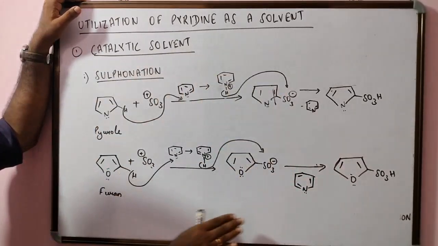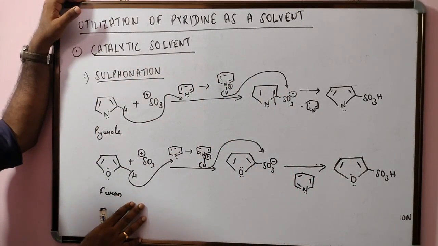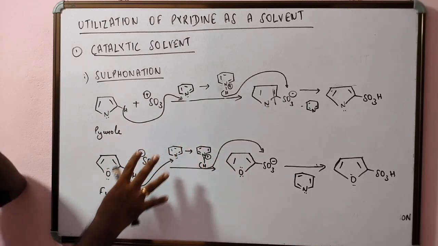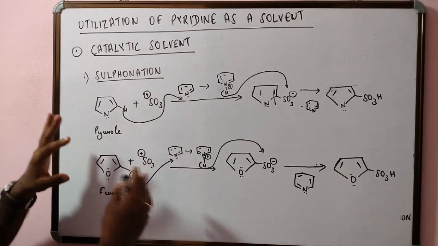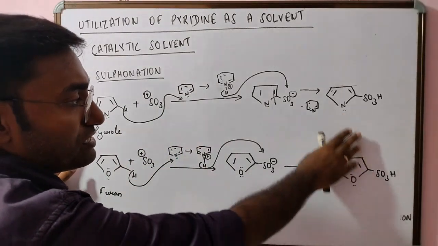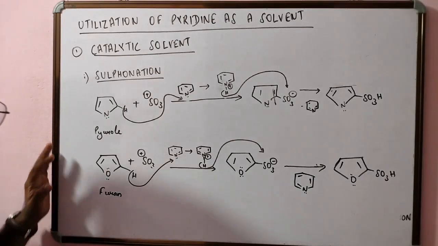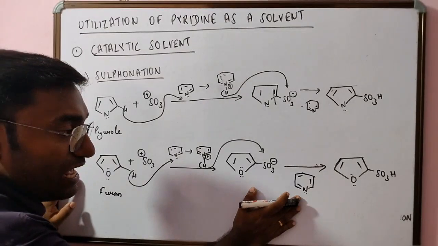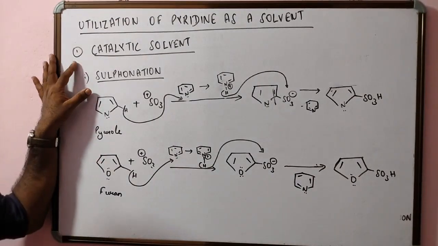The role of pyridine here is to speed up the reaction, take part in the reaction, but at the same time pyridine never forms a part of the product in this reaction. This positions pyridine as a catalyst.